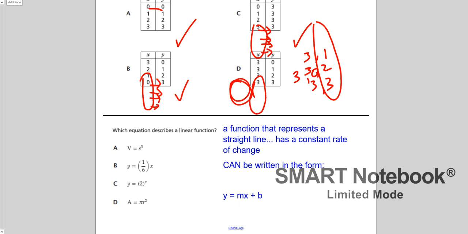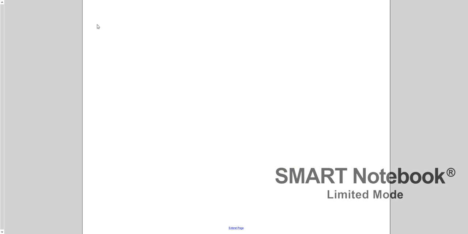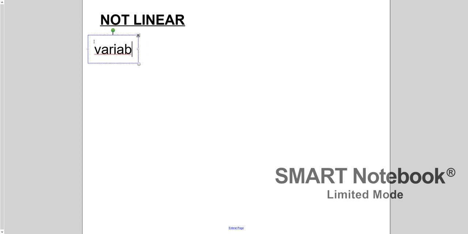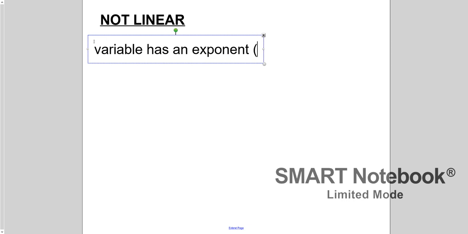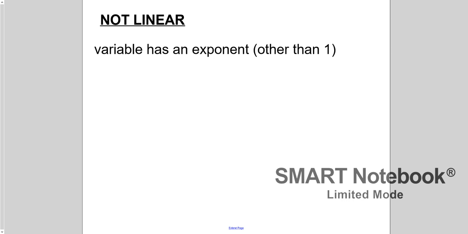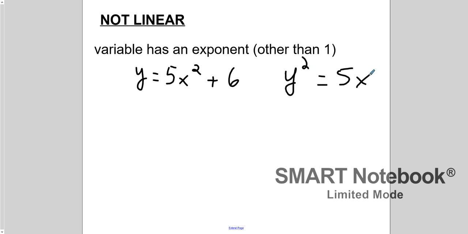I'm going to start a new page right now just to show you some examples. So things that are no good. These are all going to be equations that are not linear. If the variable has an exponent other than 1. So for example, y equals 5x squared plus 6. That's nonlinear. Or y squared equals 5x, nonlinear.